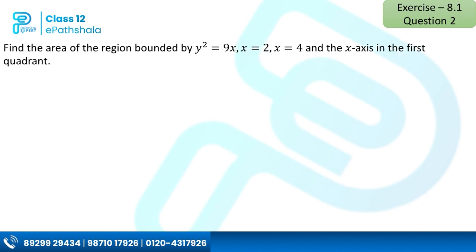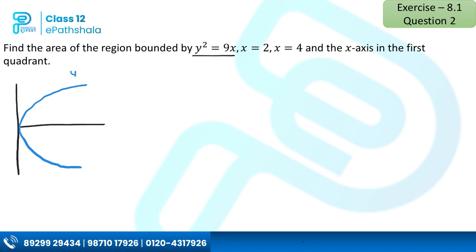Next is question number 2 of exercise 8.1. It is also of the same type, and it says find the area of the region bounded by y square is equal to 9x. Again, it is a parabola, and the lines x is equal to 2 and x is equal to 4 with positive x-axis. So again, let us first plot the parabola. I have taken the axis here, and the parabola will be something like this, where the equation is given as y square is equal to 9x.